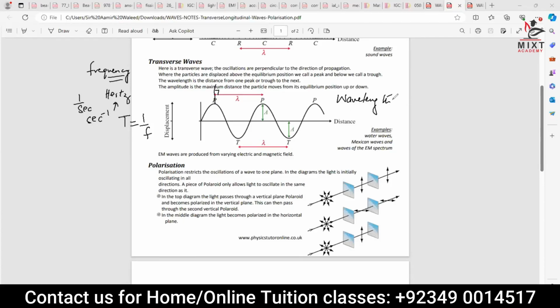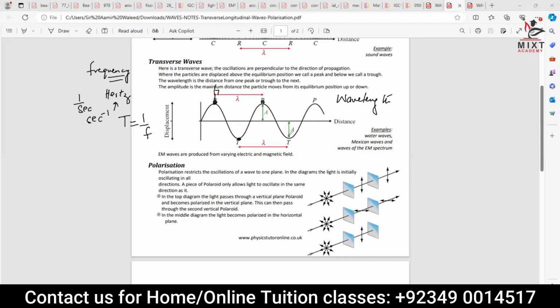Now, the next thing is called wavelength. What exactly is a wavelength in the case of a transverse wave? It's the distance between two crests or two troughs. There is one word which is missing. Think about that. The distance between two consecutive crests.